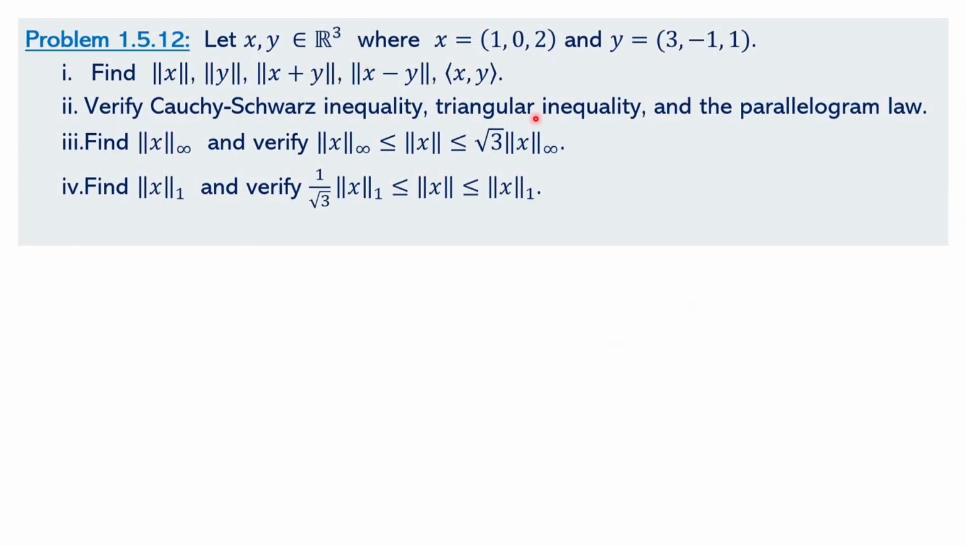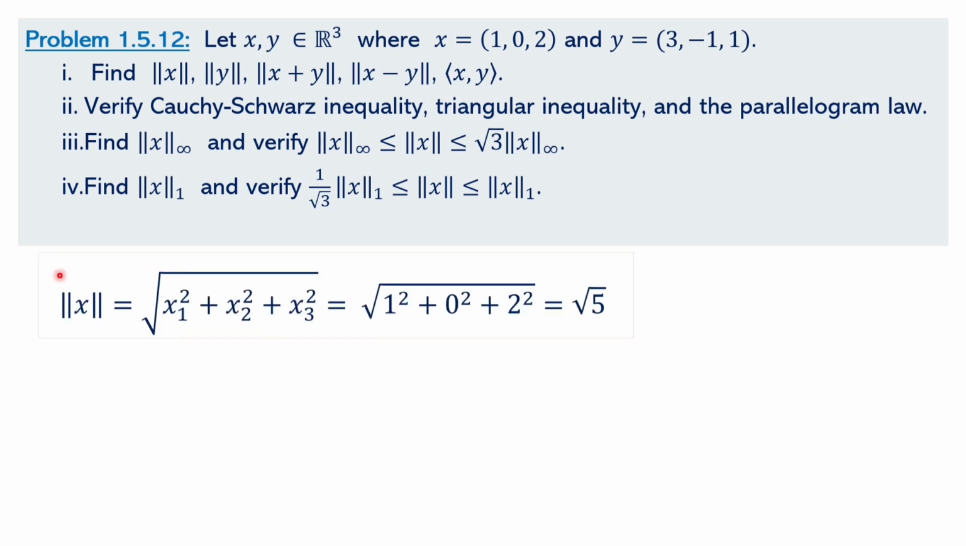We are going to solve a problem where we consider two vectors from R3, denoted x and y. Then we are going to find the norm of x, norm of y, norm of x plus y, norm of x minus y, and the inner product of x and y. Then we are going to verify the Cauchy Schwarz inequality, triangular inequality, and parallelogram law. And then we'll find the x infinity norm and x1 norm and prove the corresponding inequality, which is actually to show the equivalency.